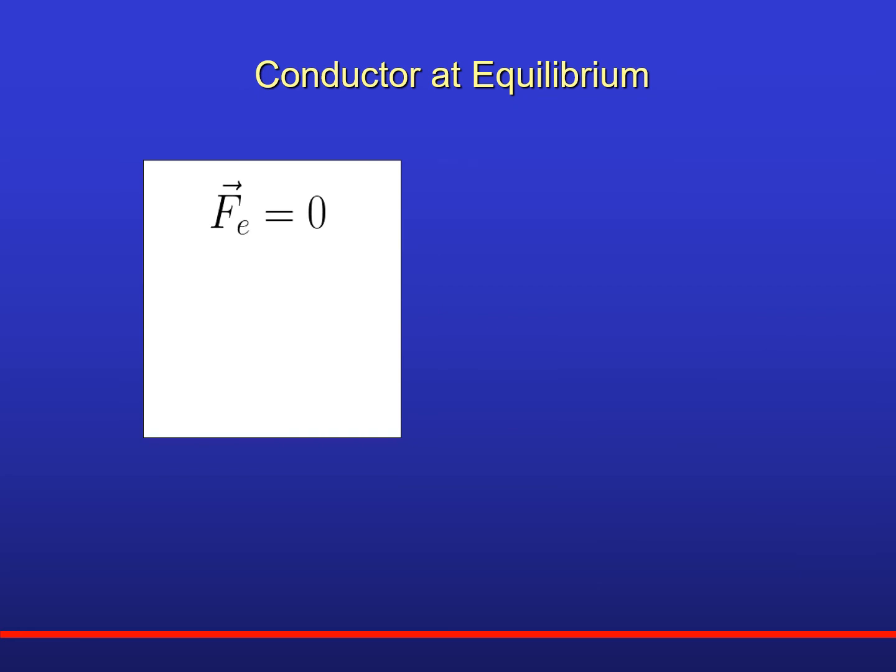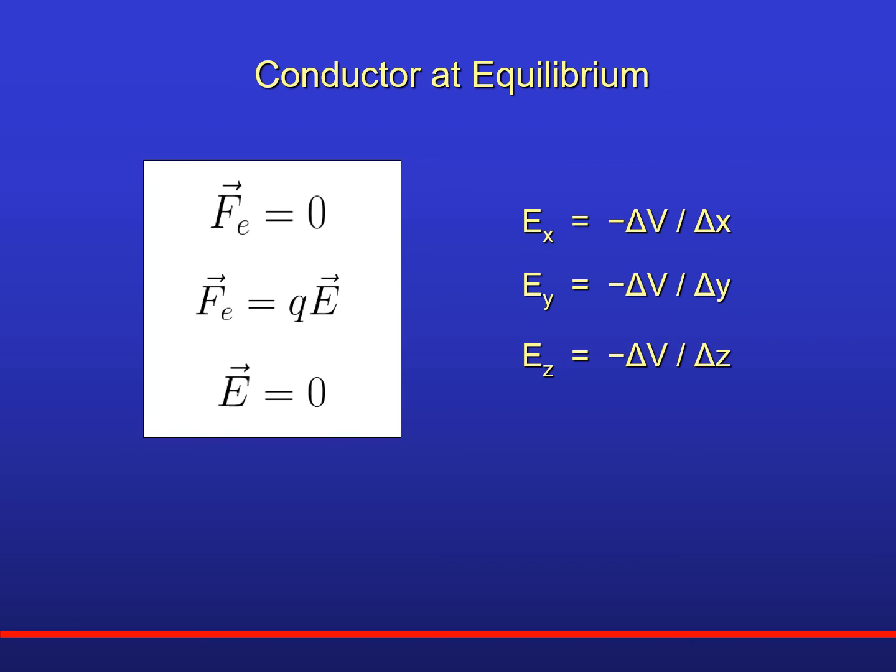Let's remember a topic covered in a previous lecture, conductor at equilibrium. We said at equilibrium, the net force on a charge is going to be 0. Since force is equal to Q times E, if there is a charge and the force is 0, it must be the field is 0 at equilibrium.